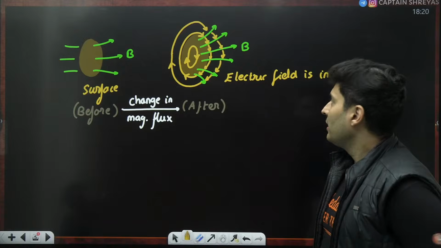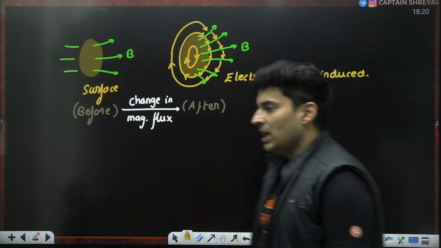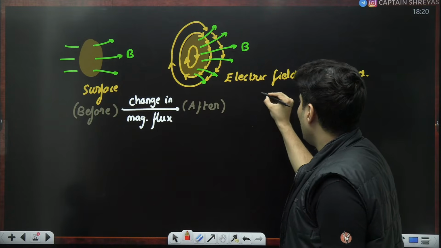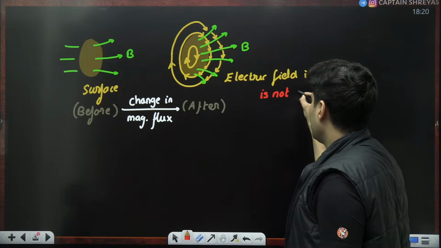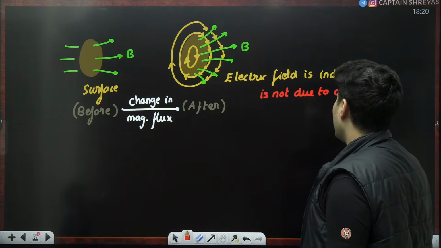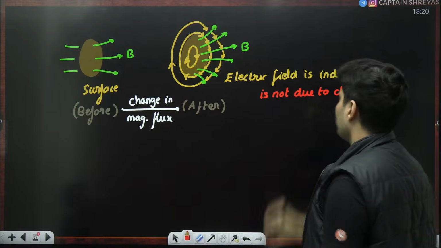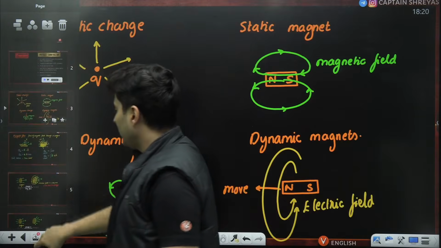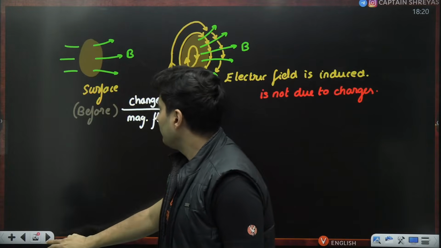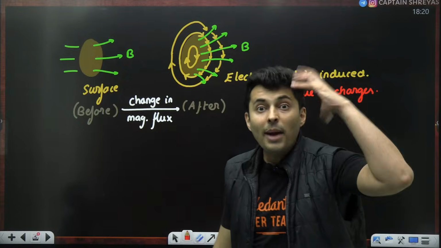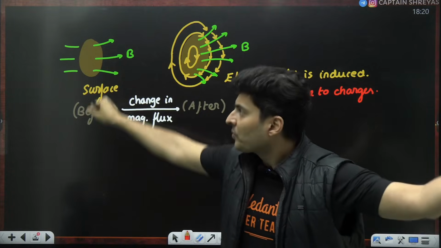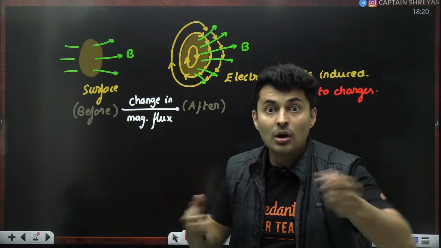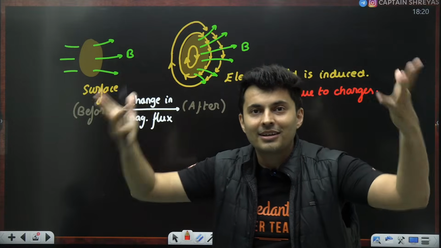Now, a very important thing to know is that this electric field which is induced is not due to charges. This is the most important thing. See, a charge can create electric field, but here the funny part is there is no charge. Magnetic field, empty space is there. Somewhere you are moving the magnet. In this empty space, magnetic field is changing. Automatically electric field is being created.